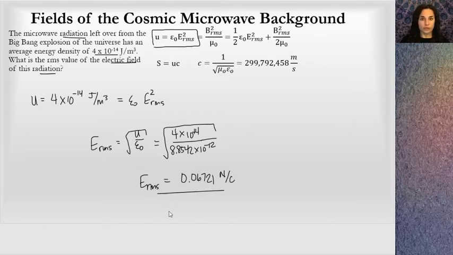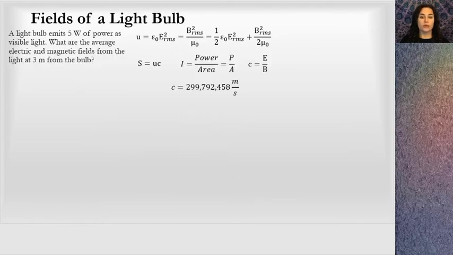I like doing this problem because it gives a base about electric fields in light that we can be familiar with. So the basic one is that there's a background due to the Big Bang, and that's the electric field from it. The next problem I chose is a light bulb, and so we can compare the electric field due to that background to the electric field of a light bulb.